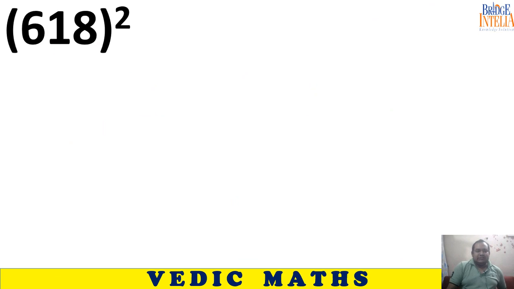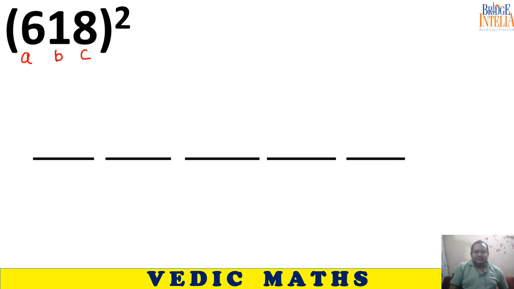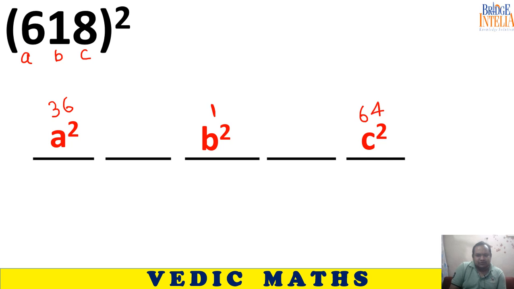Now how can we solve this one? Assume A is equal to 6, B is equal to 1 and C is equal to 8. So we have to fill these 5 blank spaces and convert them into single digit numbers. We will get the answer. Let us see. A square first. So A is equal to 6. So 36 here. B is equal to 1. So 1 square is 1. C is equal to 8. So 8 square is 64.